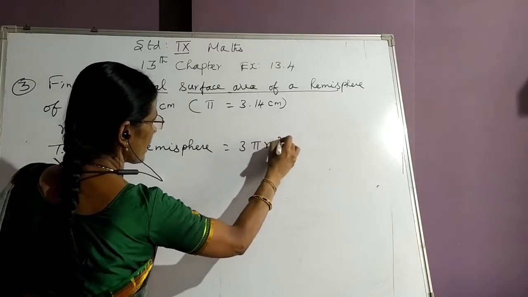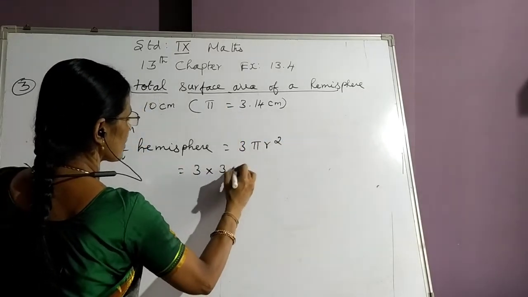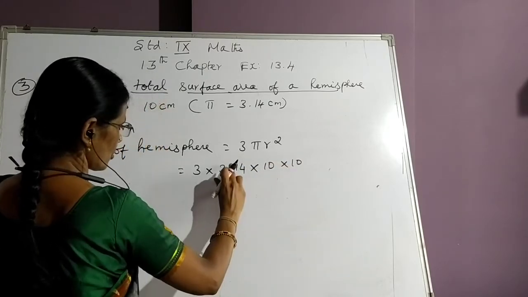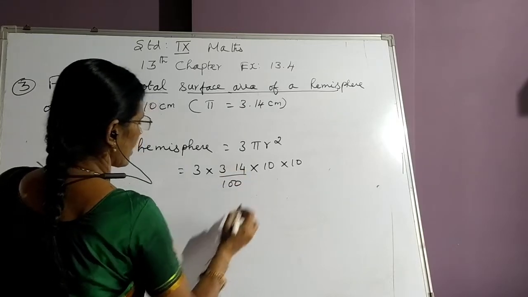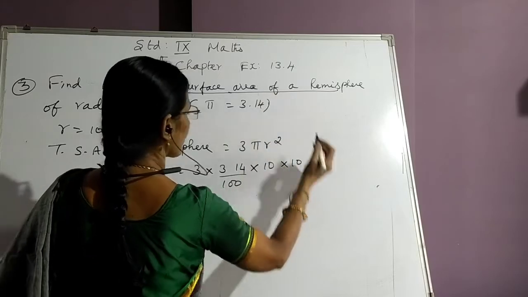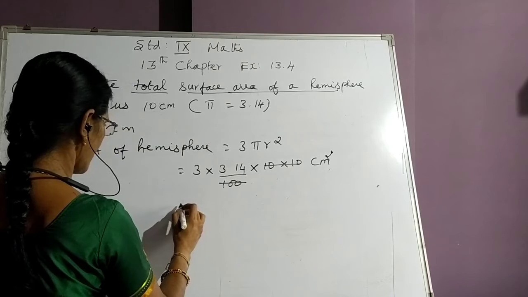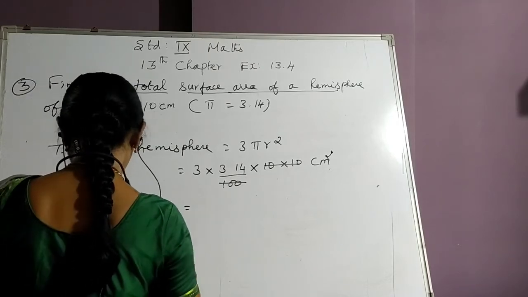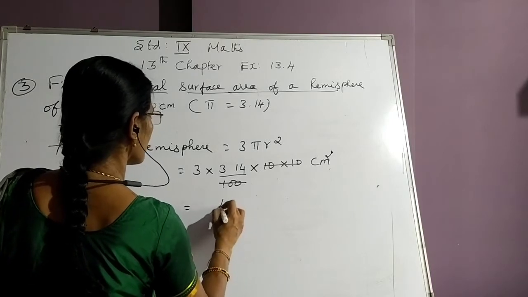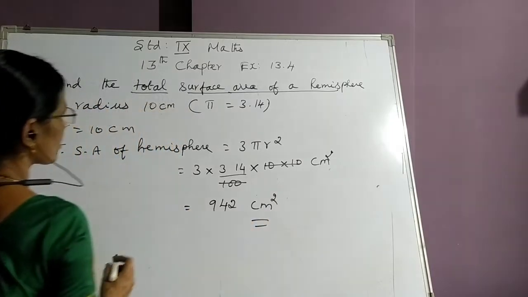It is 3 pi r square, which is 3. Pi value is given as 3.14. R is given 10 into 10. So to eliminate the point, I add 100 here. Centimeter square. So this 100 gets cancelled directly. It is 3 into 3, 1, 4. Multiplying, we'll get 942 centimeter square.